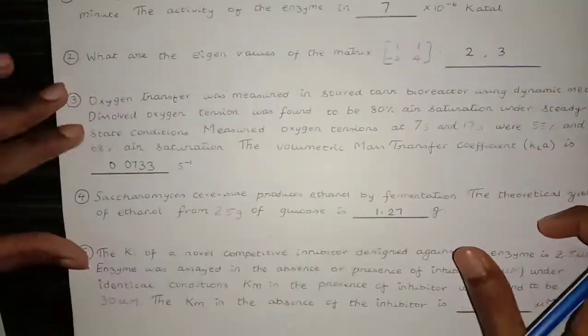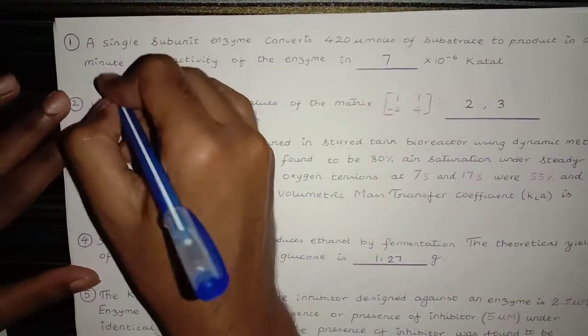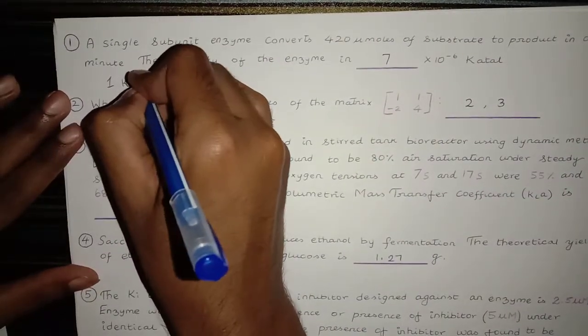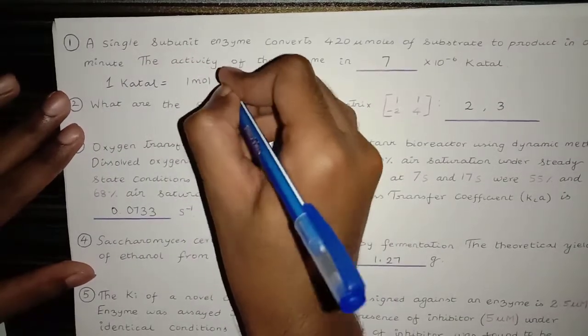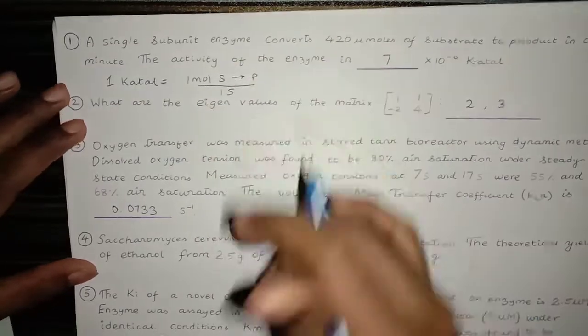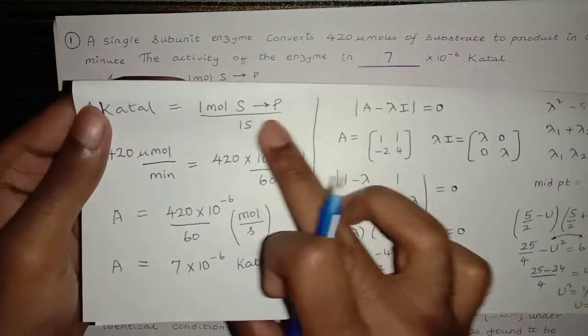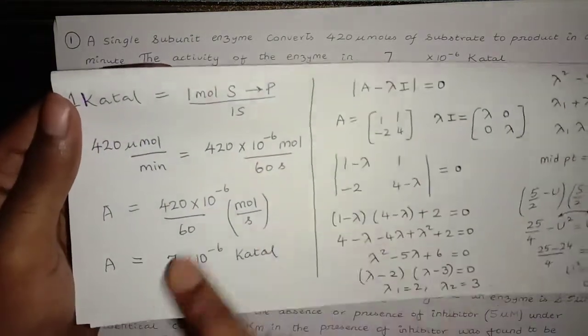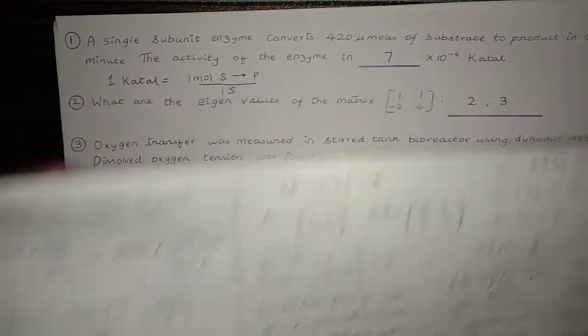So let's write down all the formulas one time. The activity of the enzyme in Catal. So let's define what is Catal. 1 Catal is equal to 1 mole of substrate being converted to product per second. So we have done it. Say 1 Catal equal to 1 mole of substrate to product in a second, and we found the activity to be 7 into 10 raised to the power negative 6 Catal.